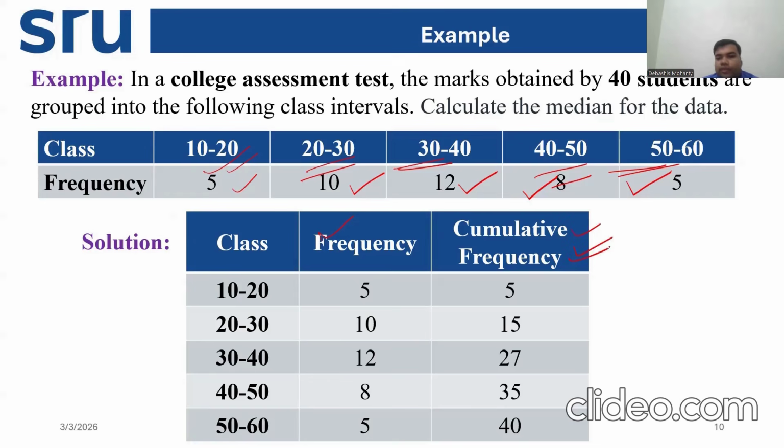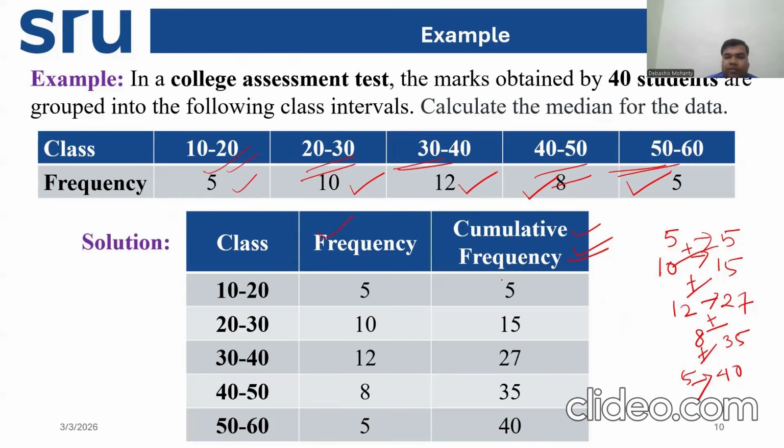Next, we need to calculate the cumulative frequency. How to calculate the cumulative frequency? That is based on the frequency only. The frequency started with 5, so the cumulative frequency also starts with 5, but the second one is 5 plus 10, that is 15. Next one is 12, so 15 plus 12 is 27. Next one is 8, 27 plus 8 is 35. Next one is 5, 35 plus 5 is 40. So in this way, we can calculate the cumulative frequency.